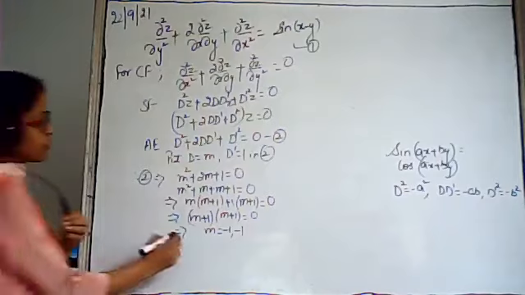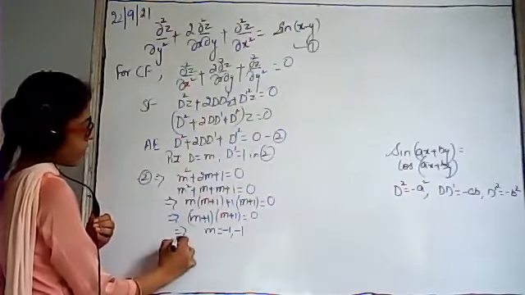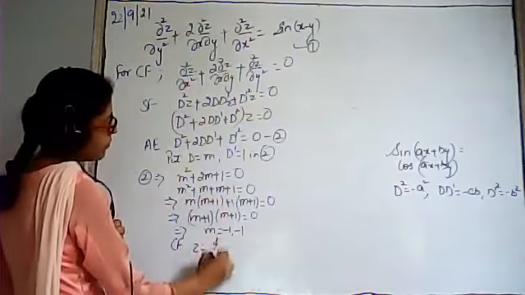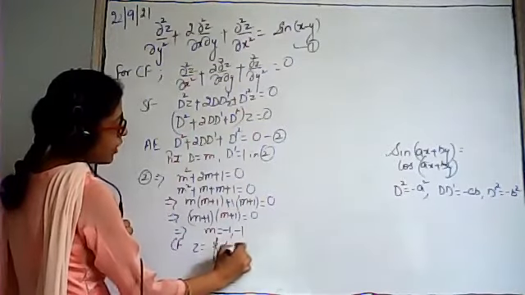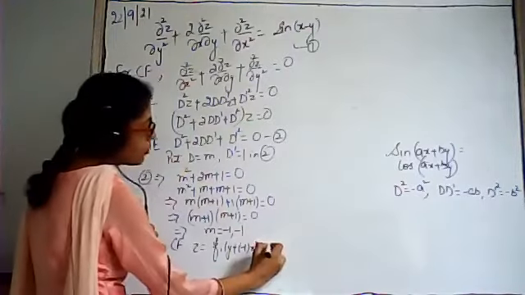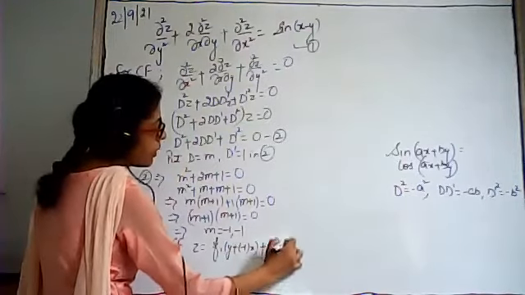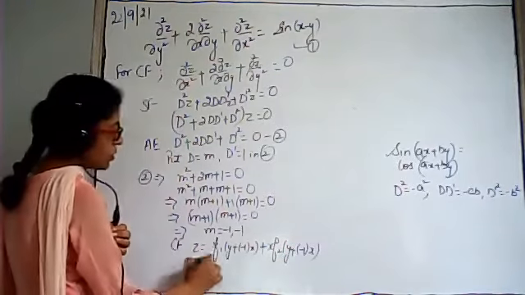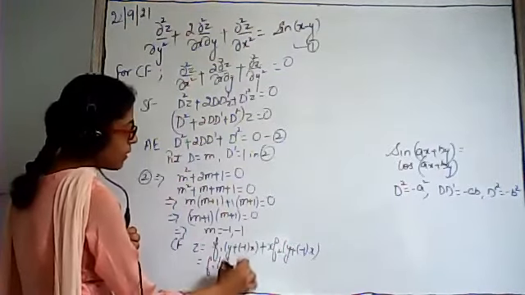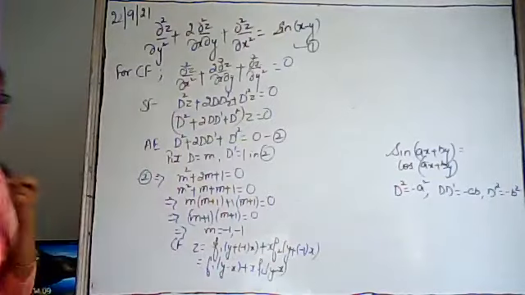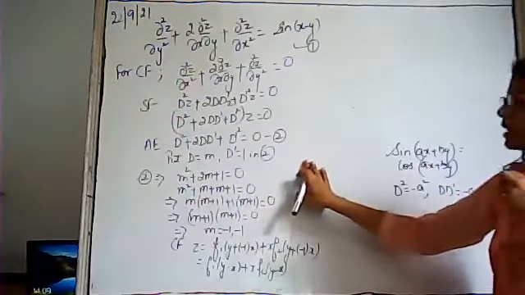We have same roots. If we are having same roots, in that case the complementary function will be f1(y + m1x) + x f2(y + m1x), because we have same roots. So it will be f1(y − x) + x f2(y − x). So this is the complementary function. After that, we have to find the particular integral.